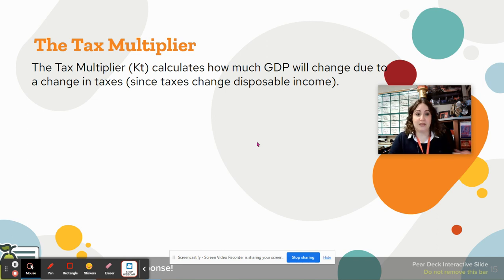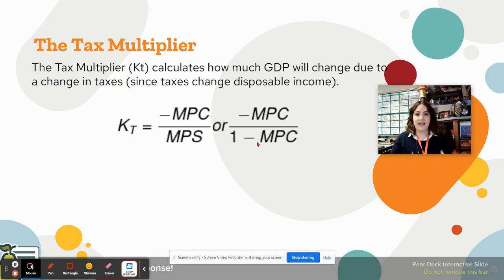And the tax multiplier formula is KT, and it's negative MPC over MPS, or you can calculate it as negative MPC over 1 minus MPC. Either way, whether it's the spending multiplier or the tax multiplier, MPS is always going to be on the denominator. But this time with the tax multiplier, we have negative MPC on the numerator.